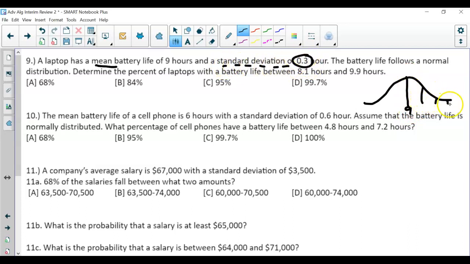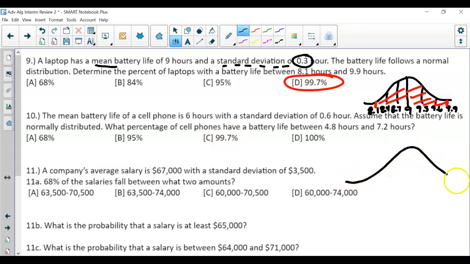So if we were to create 3 standard deviations above and keep adding, this is now at 9.3, 9.6, and 9.9. Then we keep subtracting 0.3, so now we're at 8.7, 8.4, and 8.1. We want to know what is the percentage of laptops from 8.1, which is here, to 9.9. So we are talking about 3 below and 3 above, which represents 99.7% of the data. So again, notice how here we're focusing on empirical rules.